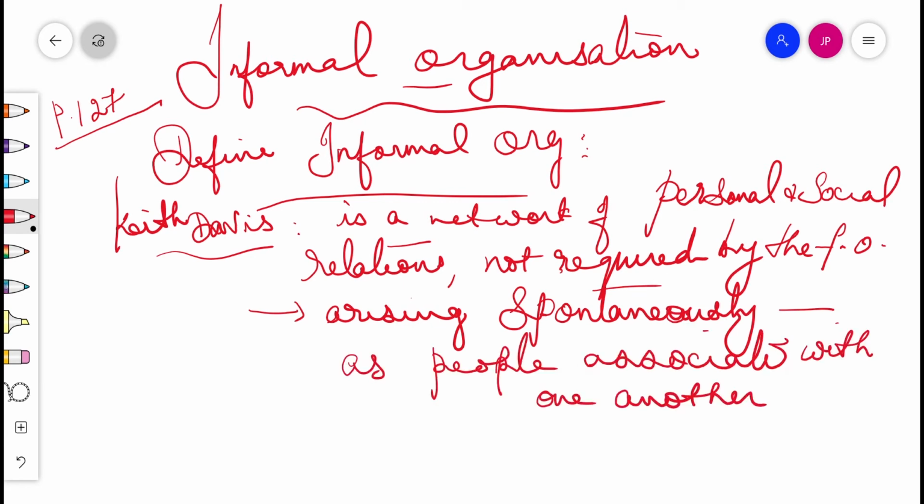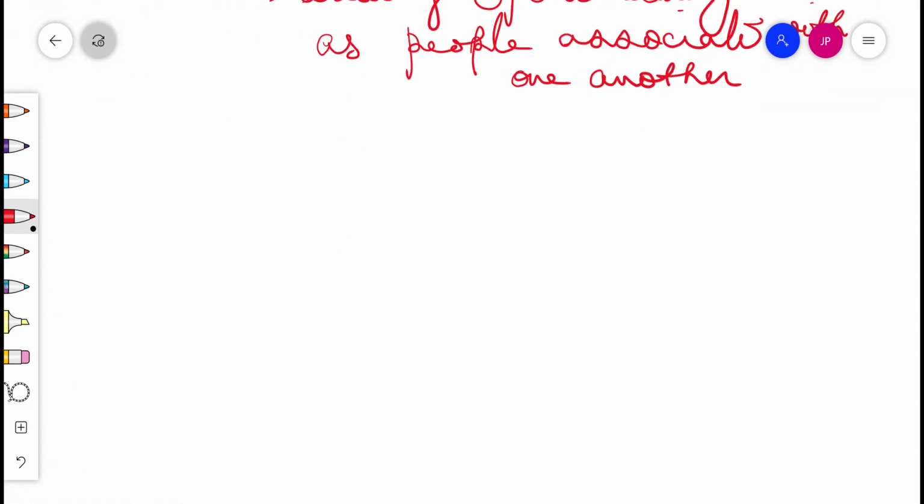Informal organization is a network of personal and social relations, not required by the formal organization. It's arising spontaneously as people associate with one another. This definition gives you all the answer for you. Yes, interaction among people at work gives rise to a network of social relationships among employees called informal organization.